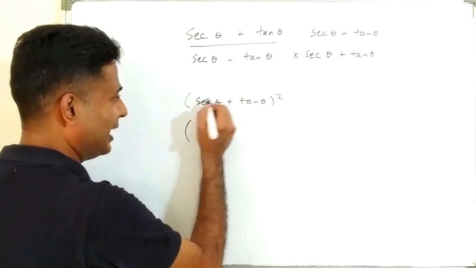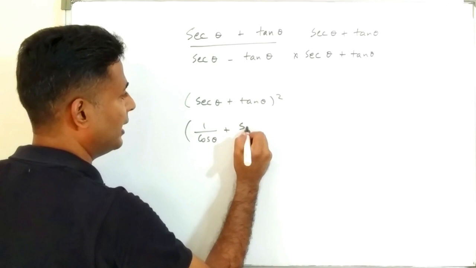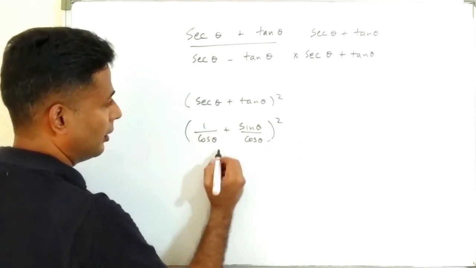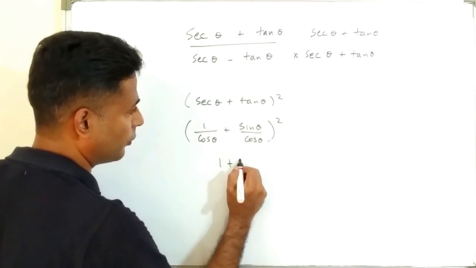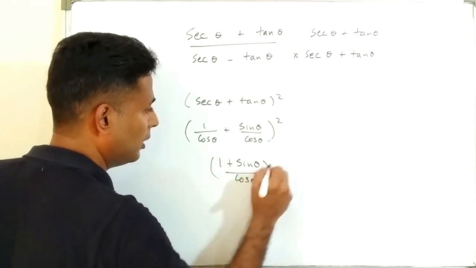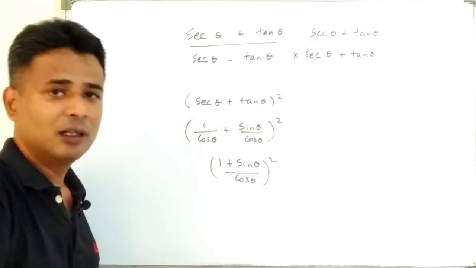So now I'll convert inside. Here sec theta is 1 by cos theta plus tan theta is sin theta by cos theta, whole square. LCM is cos theta in the denominator, so we get 1 plus sin theta by cos theta whole square. Very simple problem. All you have to do was take the conjugate.